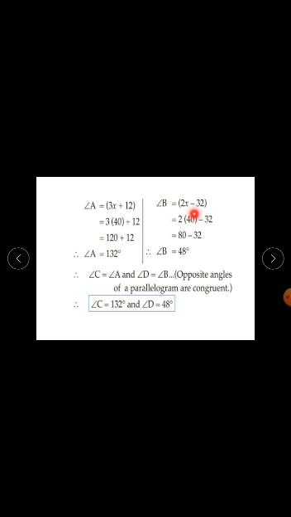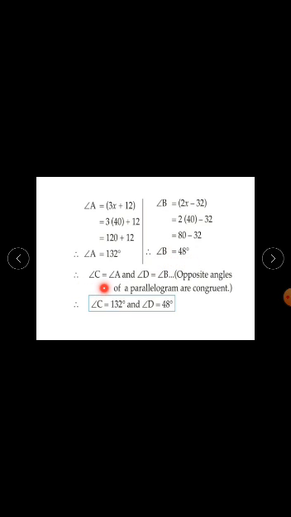And angle B is given as 2x minus 32. Again substitute the value of x here. 2x means 2 into x, so 2 into 40, since the value of x is 40. 2 into 40 minus 32. 2 into 40 is 80, so 80 minus 32 is 48 degrees. Therefore angle B is equal to 48 degrees.